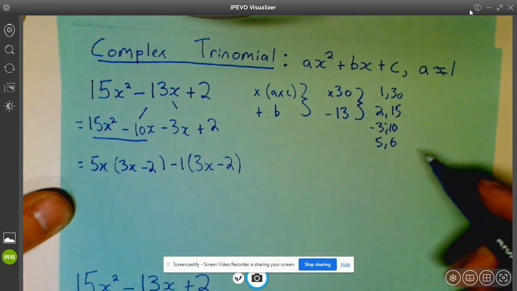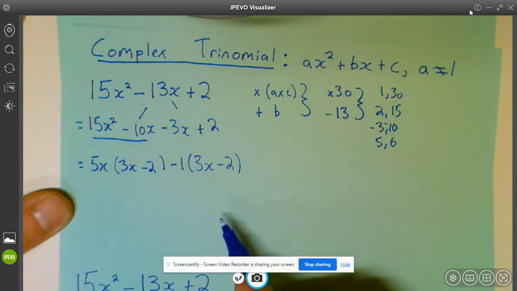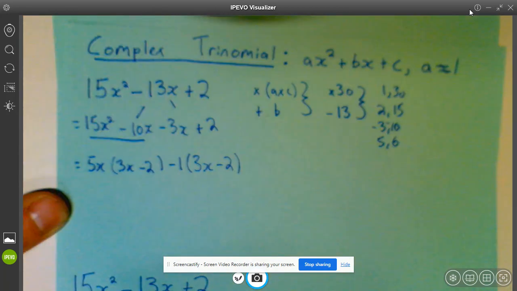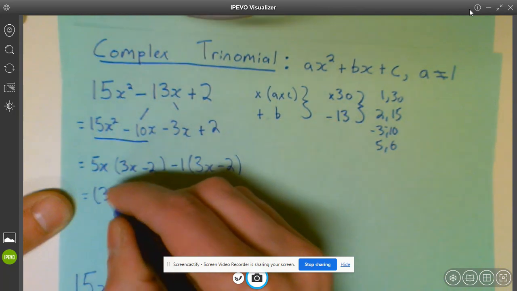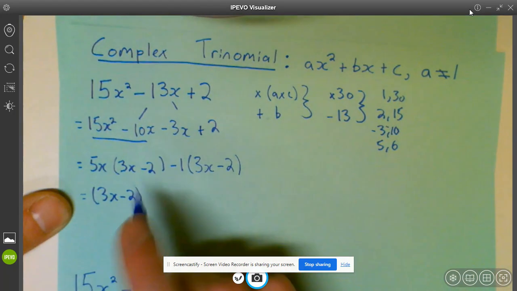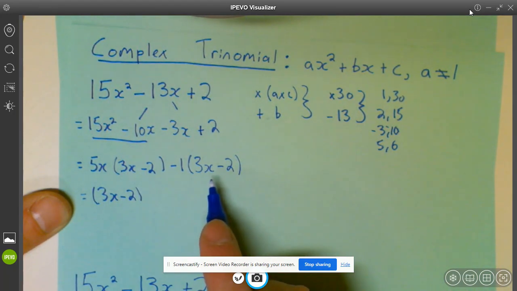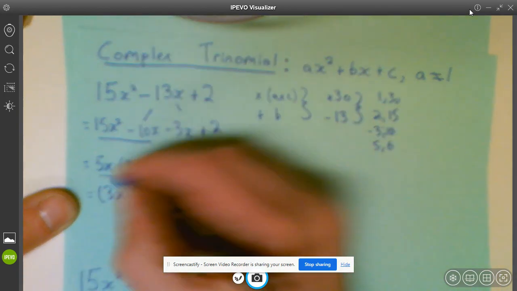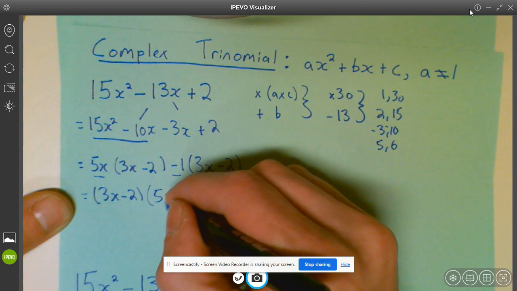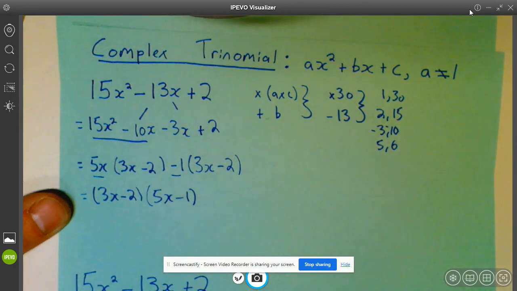So if we do this correctly, if we pick the right numbers, we decompose and group correctly, I'm always going to get the same thing in both brackets. And I'm going to take that shared binomial out front as a common factor. So both of these halves of this expression share 3x minus 2, so I can bring it out front. And then I just put the leftovers, 5x minus 1, into my second bracket, and I've fully factored this complex trinomial. So it is a little bit of a longer process.